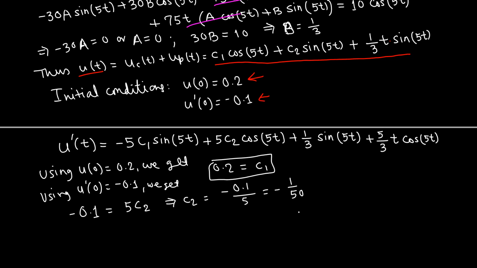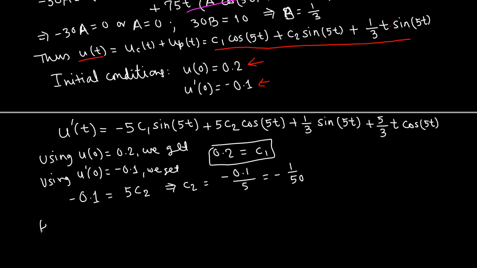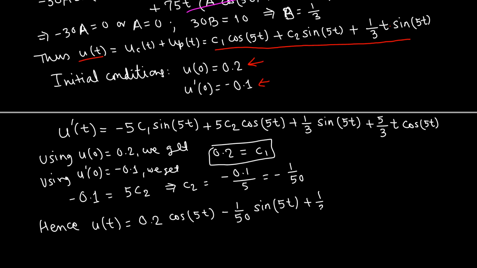So the final answer, the displacement at any time t, is given by c1 cosine 5t, where c1 is 0.2, so 0.2 cosine 5t, plus c2, that's negative 1 over 50, sine 5t, plus 1/3 t sine 5t. Final answer.